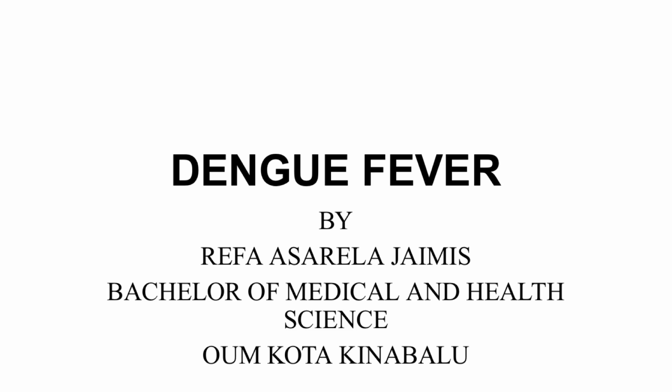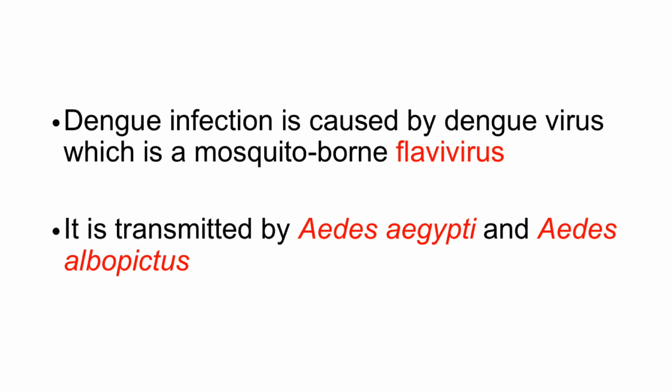So let's go through dengue fever. What is dengue fever actually? A lot of you can say that dengue fever is some kind of infection that causes fever. And yes, of course, one of the symptoms is fever. A dengue infection is caused by a dengue virus, which is a mosquito-borne flavivirus. The two types of mosquito are Aedes aegypti and Aedes albopictus.